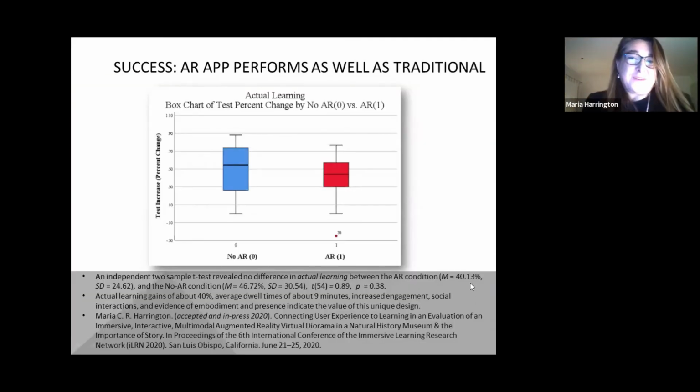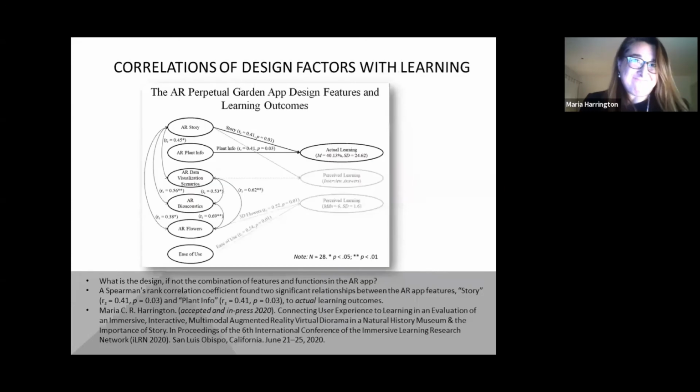It was about 40% gain in either condition and about 9 minutes in either condition. So both resulted in learning, and the AR app performed as well as the traditional booklet, which I think is a success. All right, what are the factors in that design that cause that learning?